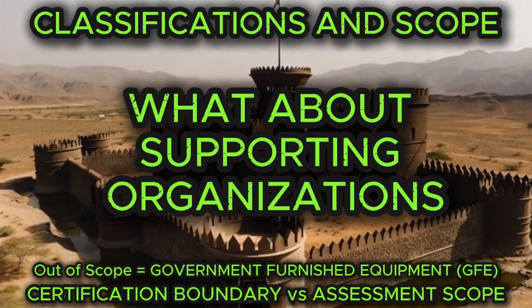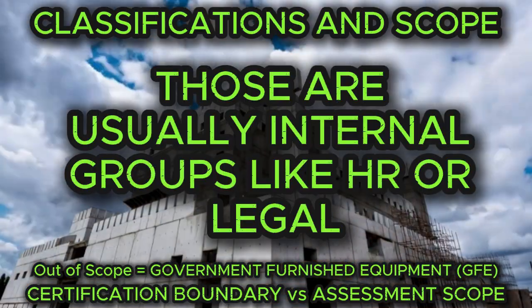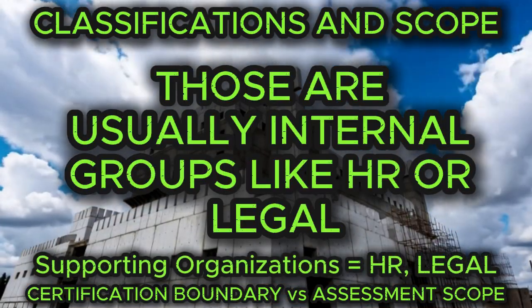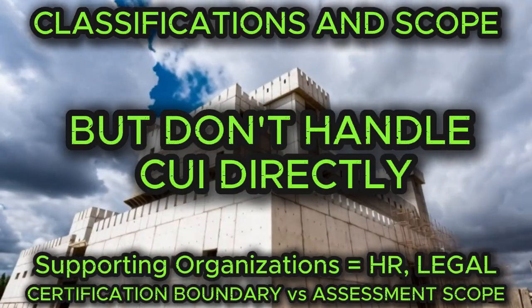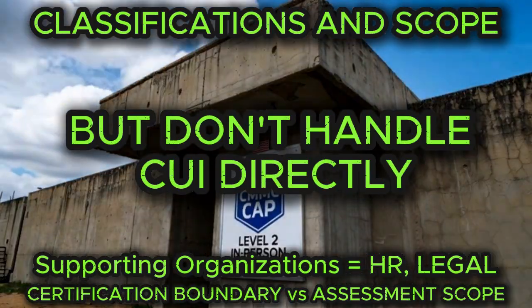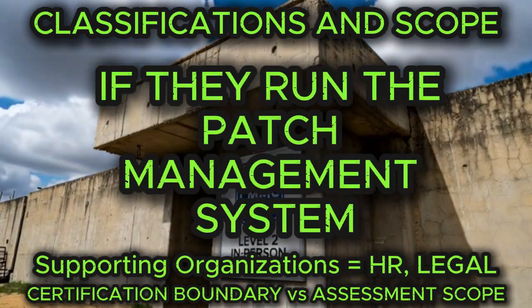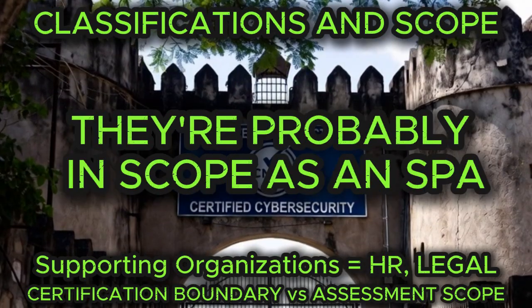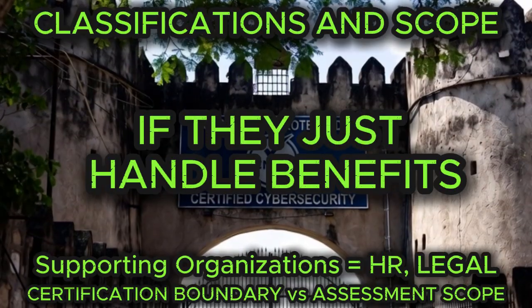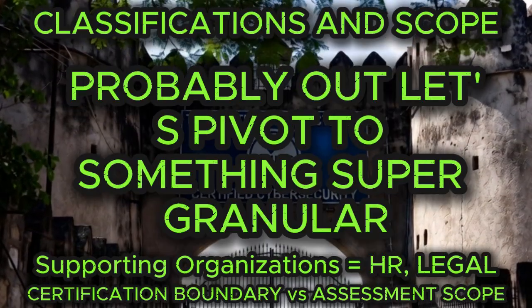Briefly, what about supporting organizations? Those are usually internal groups, like HR or legal. They support the environment, but don't handle CUI directly. Their scope status really depends. If they run the patch management system for the whole company, they're probably in scope as an SPA. If they just handle benefits, probably out.